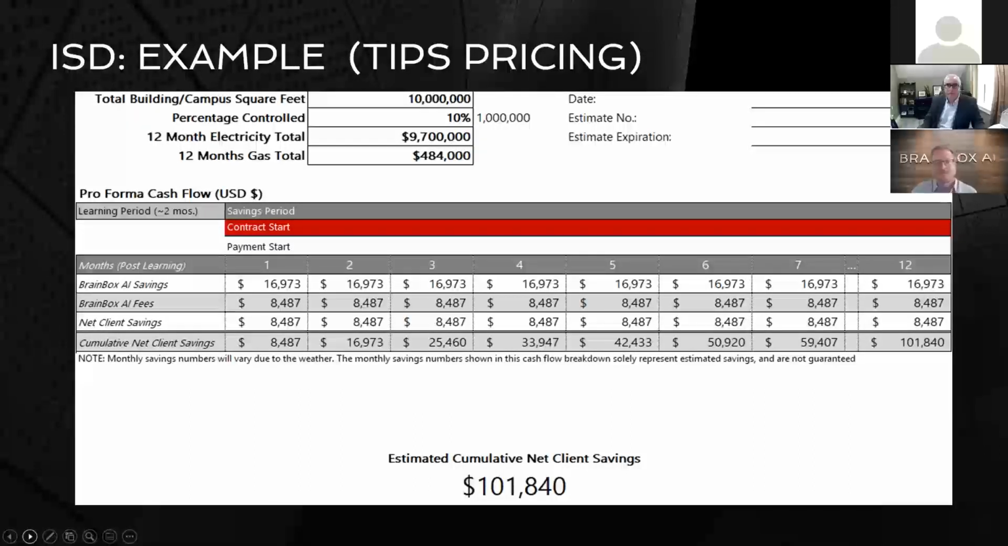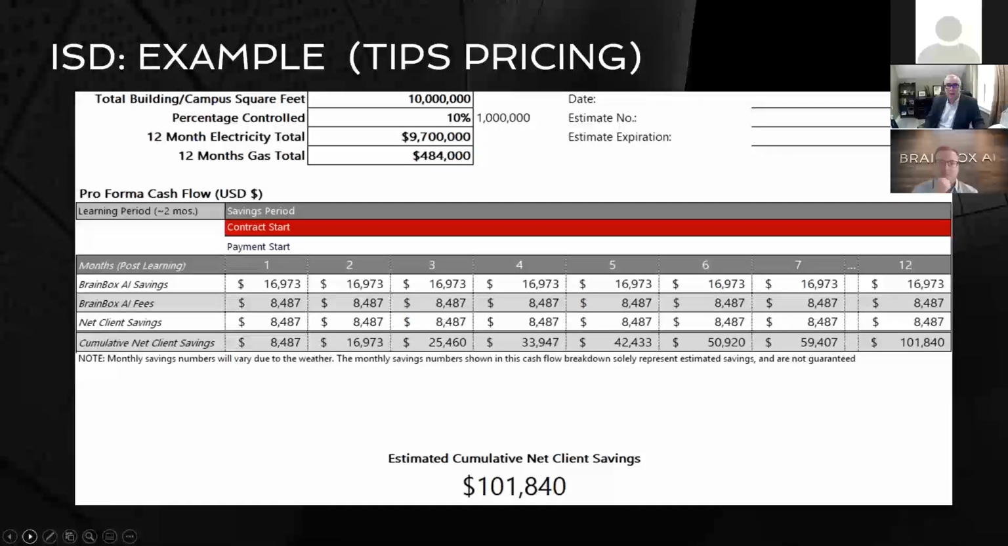So this is just an example, and this is specifically looking at the TIPS pricing model. Again, you don't need to be a TIPS customer, but those that are can utilize the TIPS program. This is a real world example of a school district that had 10 million square feet. So we're only looking at 10% of that, just 1 million square feet.